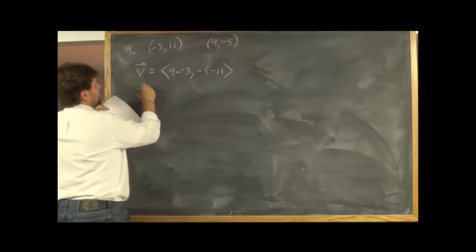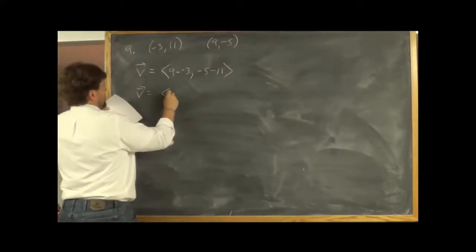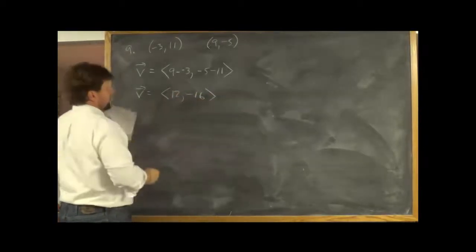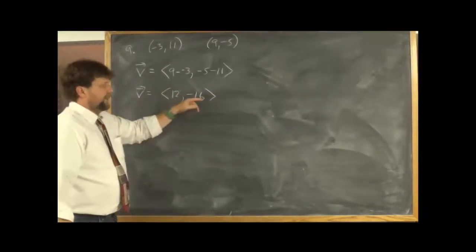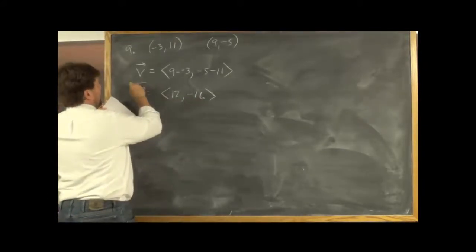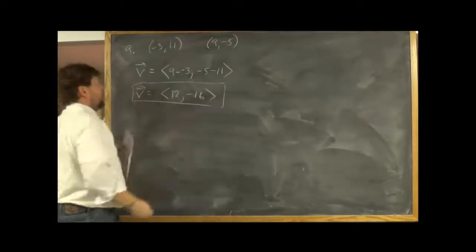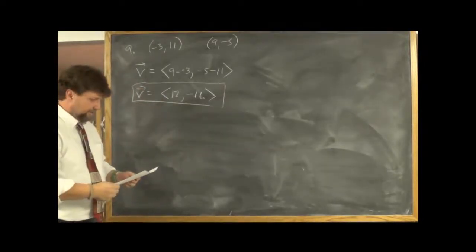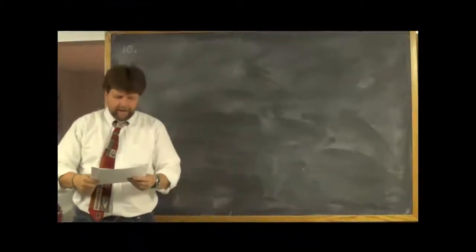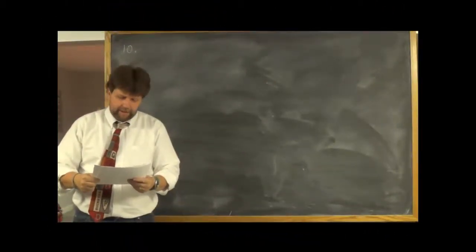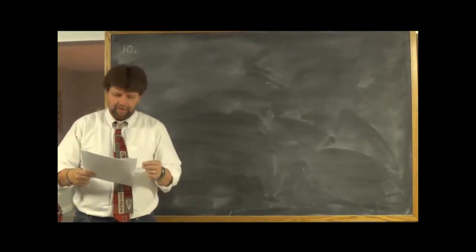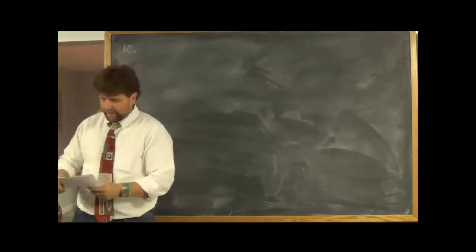So the final answer here is just simply 12, -16, with these funny kind of pointy brackets. So that's your answer for number 9, the vector in component form. And hopefully you got that. All right, hey, here in number 10, you're asked to find a unit vector that's in the same direction as the vector given to you in component form as 5, -12.